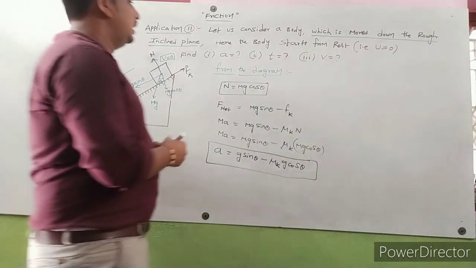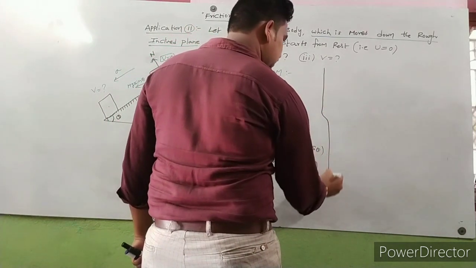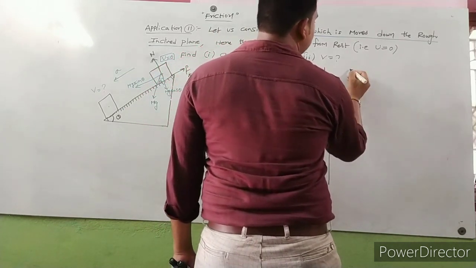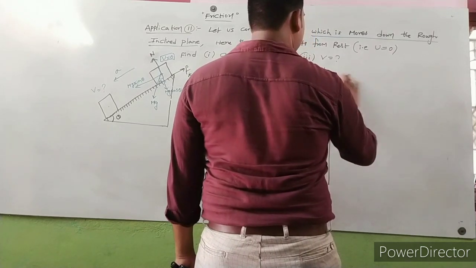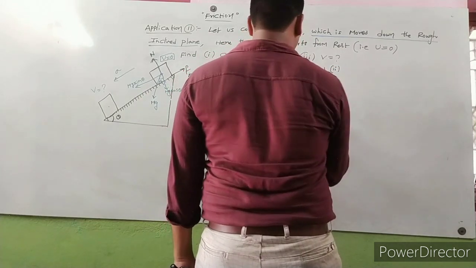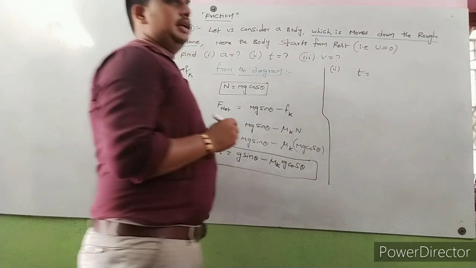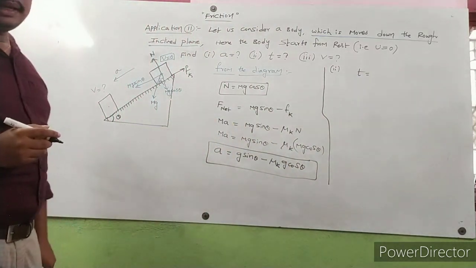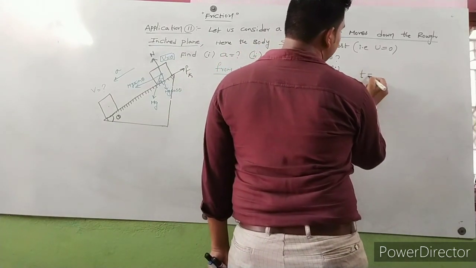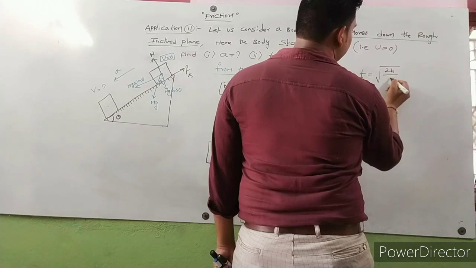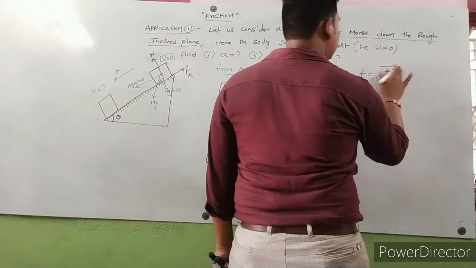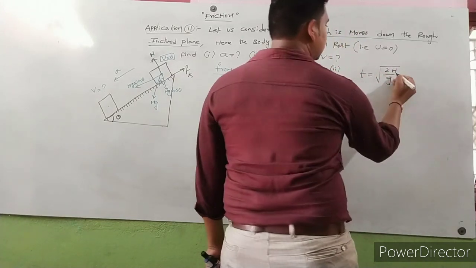Now the second one, time and final velocity. How do we get the final velocity? For this, we already know time t is equal to square root of 2h by g. This is the formula for time.